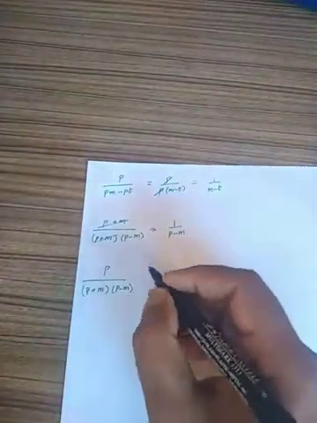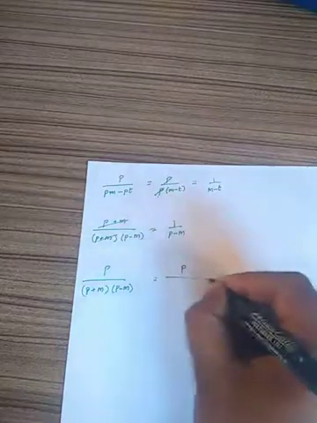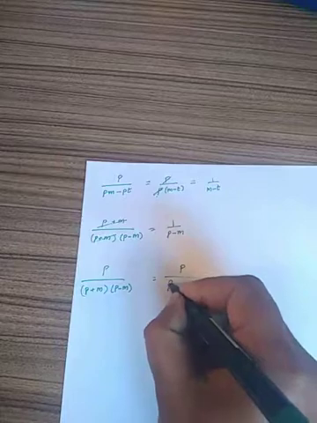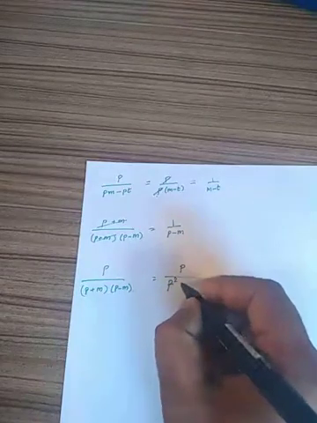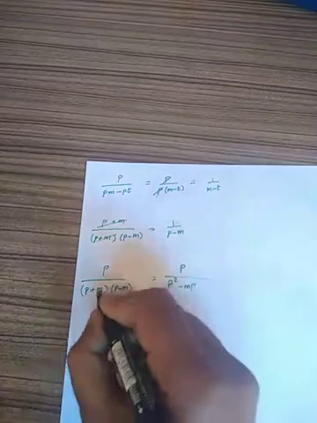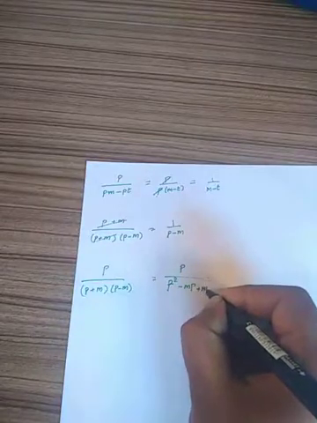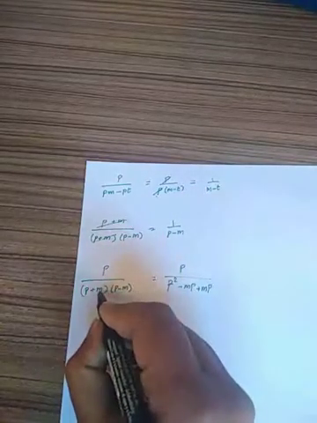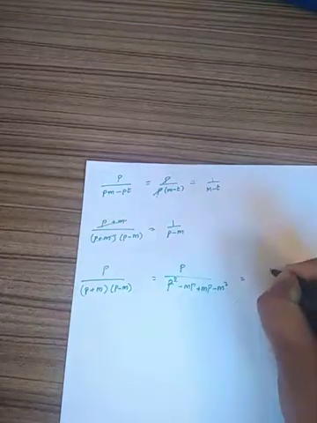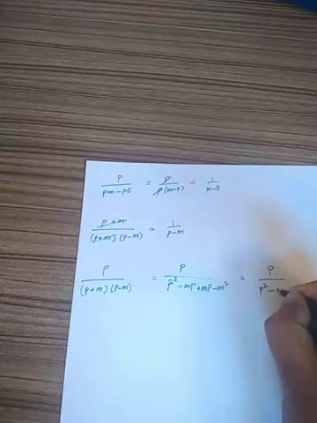So what can we do? Can we open the brackets and try? Let's try. What happens if I perform this multiplication? P times P is P square. P times minus M is minus MP. M times P is plus MP. And M times minus M is minus M square. Now I will get P upon P square minus M square.